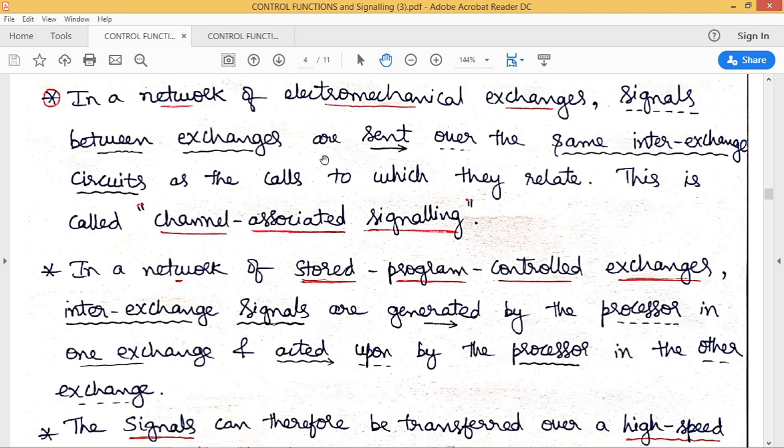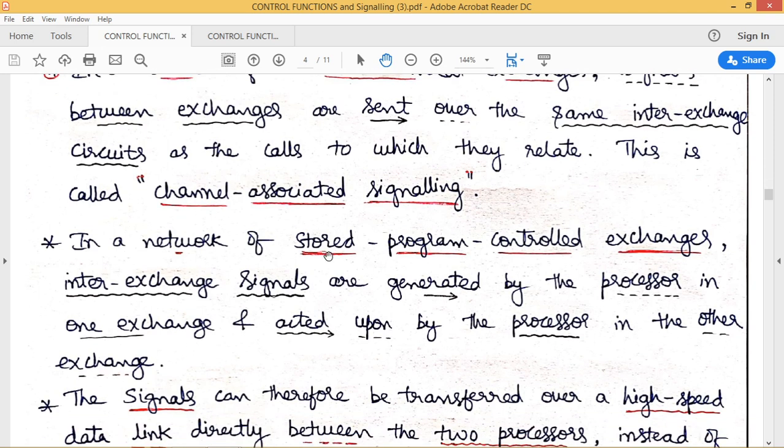This type of signal transmission, where calls are transmitted over the same circuit as the control signals, is called channel associated signaling, because the same channel is being used for transmitting signaling or control signals as well as calls. We call such a type channel associated signaling.